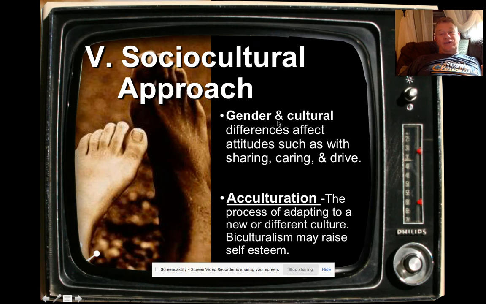Gender and culture differences affect attitudes with sharing, caring, and drive. Men are supposed to be driven out there. They're supposed to be more focused on accomplishments. Women are more accepted to be caring and affecting the group or the family as a whole, which can create issues for people.